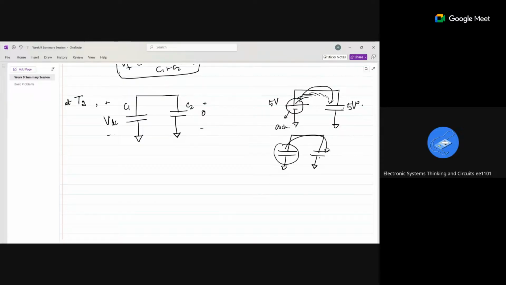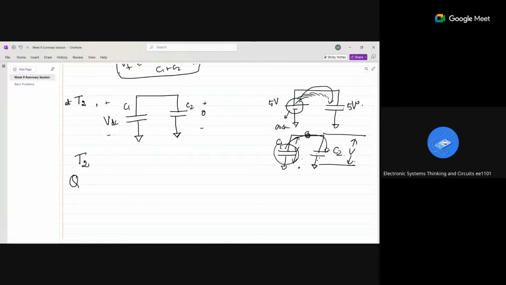But the voltage rises in such a way that the voltage across this capacitor C1 and this capacitor C2 will be the same, because C1 and C2 are connected in parallel. Always in a parallel connection, the voltage will be the same, right? This voltage will be same and this voltage will be same, right? So we know that, so this is initially at time T2.